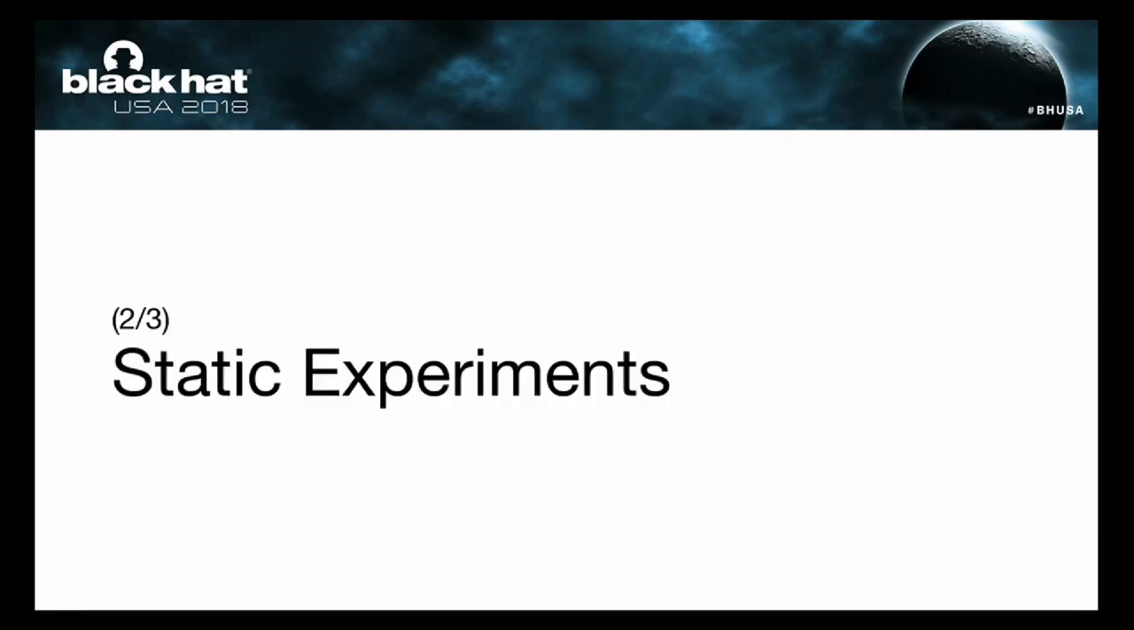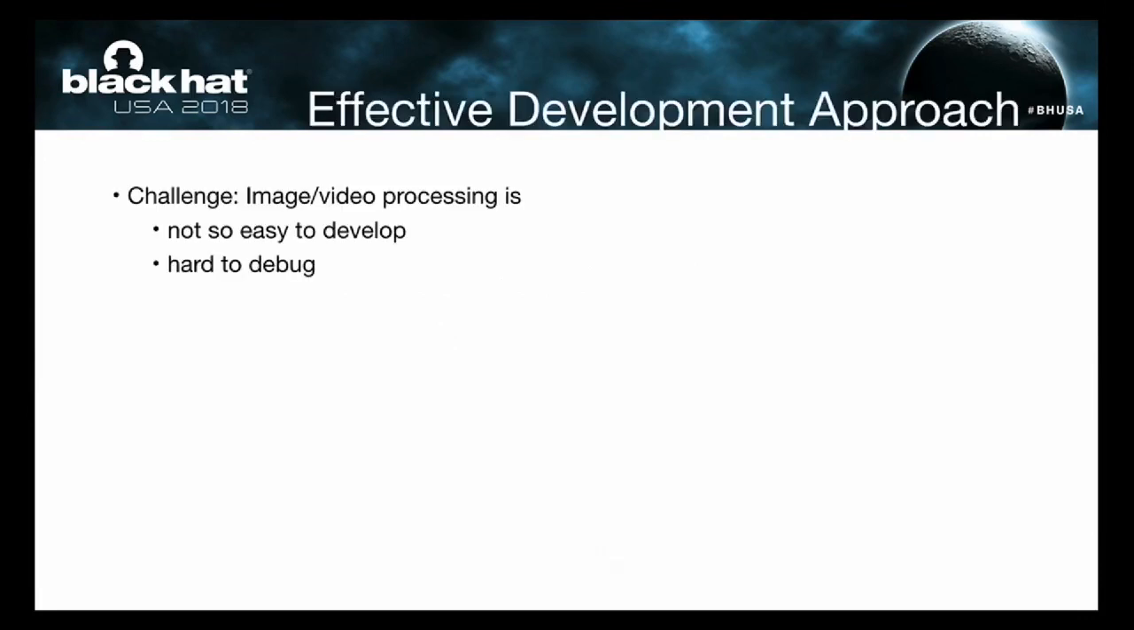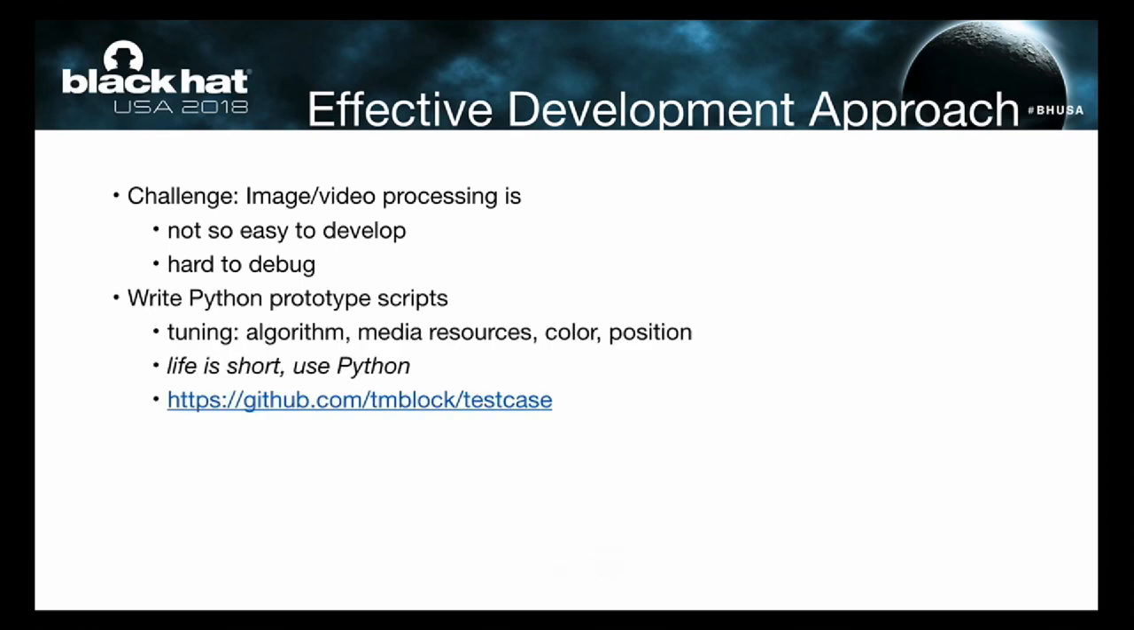Then we start to do some statistical experiments just to prove our concepts. I want to share some effective approaches during the development because, as we know, the challenges in image and video processing are not so easy to develop and it's very hard to debug. So we start by writing Python scripts as a prototype. We can tune our algorithm, the media sources, the color, and the position. And you can find the test case here.